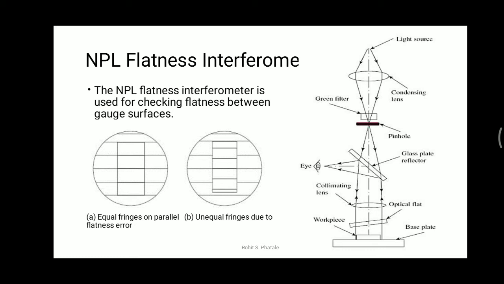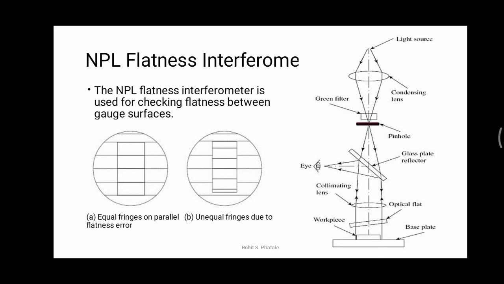Okay, so now basically understand this is the fringe pattern for parallel flatness error. Sorry, this is the fringe pattern on a parallel.